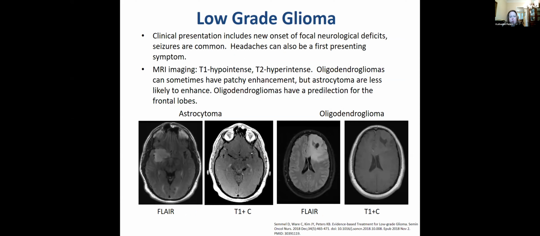Seizures are very common for this class of tumors, but a lot of times this can be included in a workup for headaches. Again, I just described the imaging before. Some pearls that I like to tell the residents in particular is that oligodendrogliomas can have some patchy enhancement, and additionally like to sit in the frontal lobe.